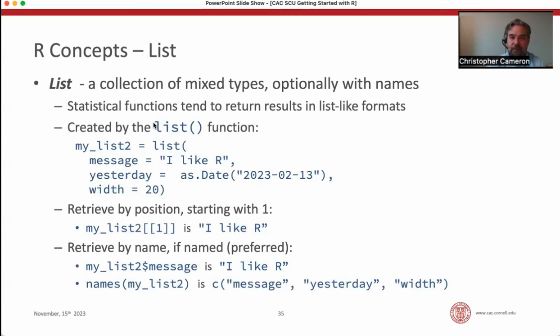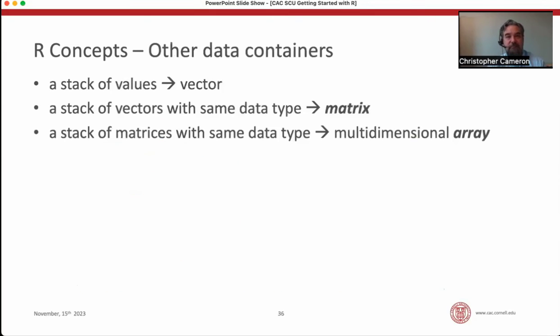Lists are the other important ones to know about. When you fit a model, you get back an object that acts very much like a named list. So I'm making this thing called mylist2, calling the list function, and then I give it a comma separated list of name value pairs. So there's an item called message, an item called yesterday, and an item called width in this list. And I can retrieve those particular things by using their name. So mylist$message is I like R. And if you have a model and you want to get your residuals out of it, it's going to be the model name$residuals, and that'll give you your list of residuals, for instance. That's why it's important to know about lists and list-like syntax. We won't deal with those today.